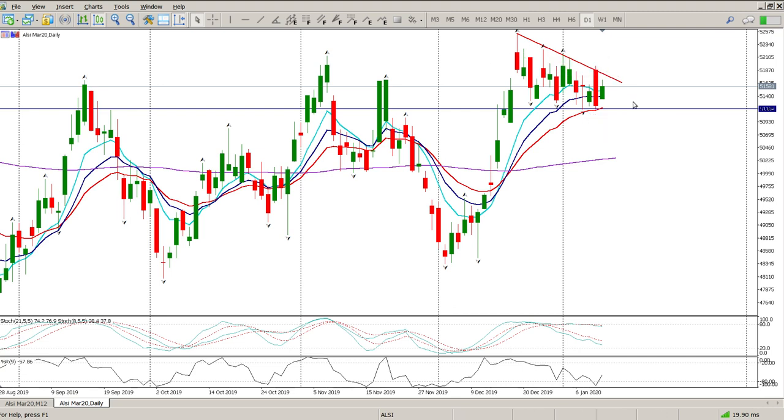You can't really say that the bears are in charge at the moment, even though there are a few more red bars than green bars here. I think it's still a lot of confusion at the moment.